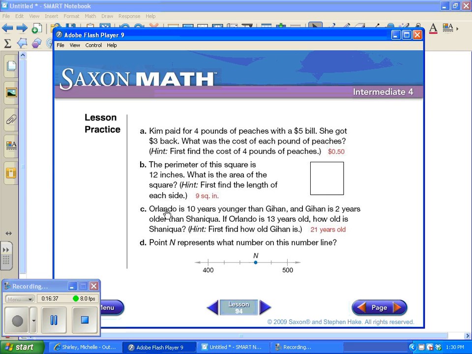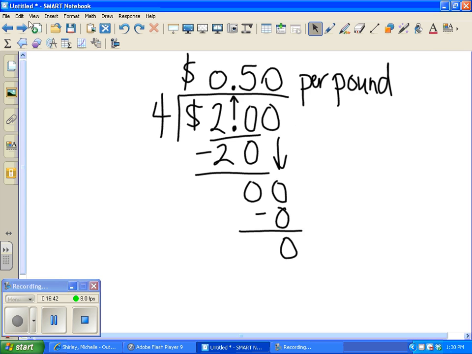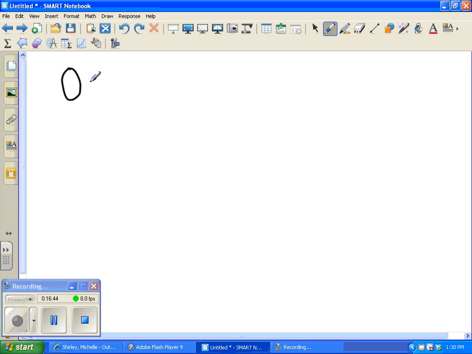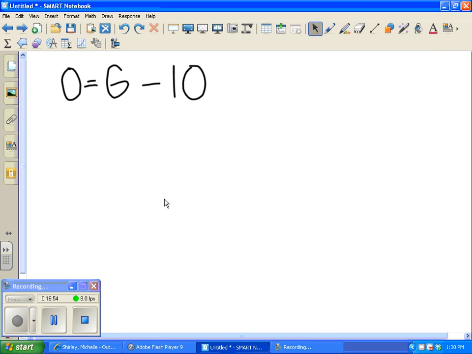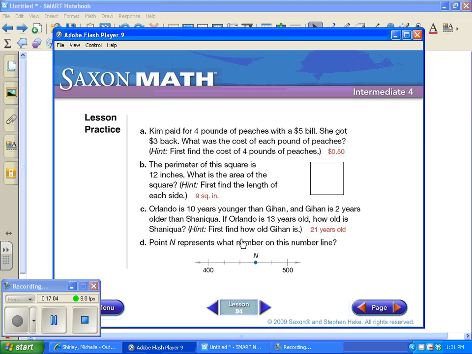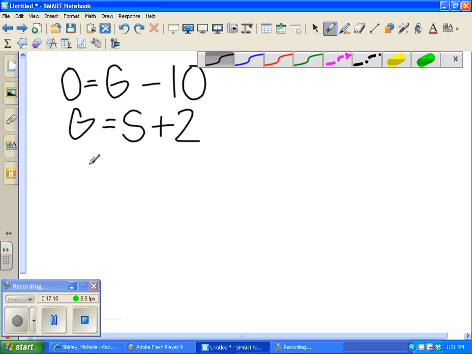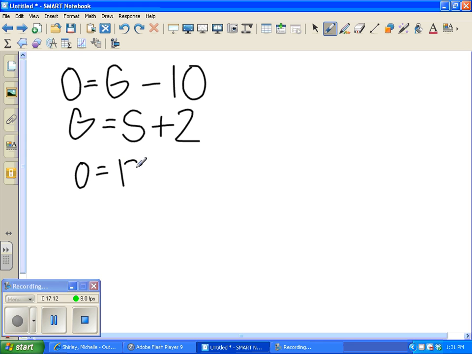So I know that O equals Jihan minus 10, right? O equals G minus 10 years. I know that Jihan is 2 years older than Shaniqua. Okay, so Jihan equals Shaniqua plus 2 years. Okay, because he's 2 years older than whatever Shaniqua is. And finally, they tell me that Orlando's 13. That's going to help. I have to know one of these values. So I know O equals 13.